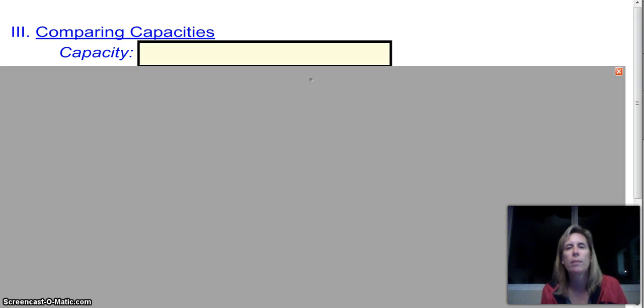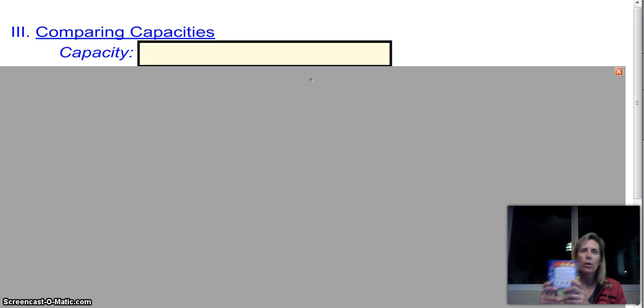Okay, welcome to 10.5-2, Day 2, Volumes, Prisms, and Cylinders. And today we're comparing capacities. So capacity, the amount a container can hold.